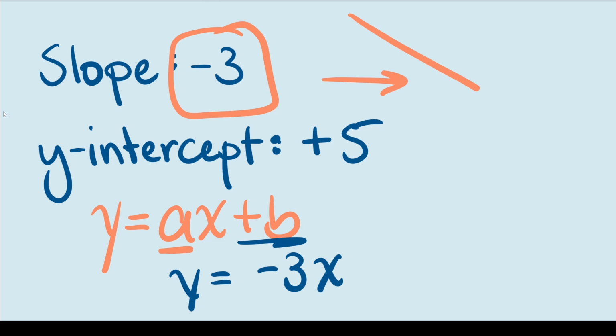Now, b represents the y-intercept of the line, and we know what the y-intercept is. It's positive 5, right here. So we can move that down right here and add it to our equation because we add the y-intercept to the x term. So that gives us the equation y equals negative 3x plus 5. And that's the answer to this question.